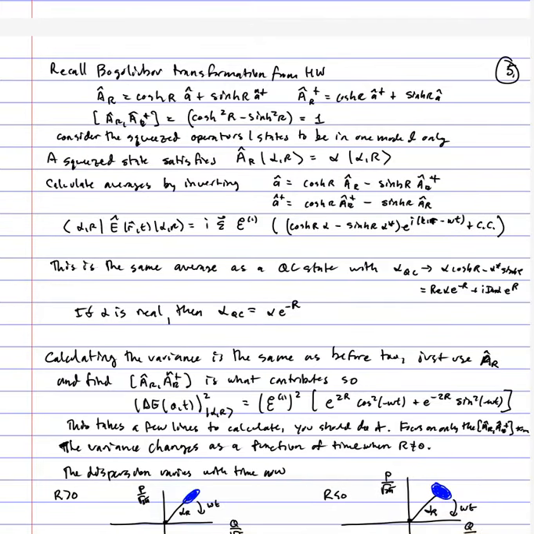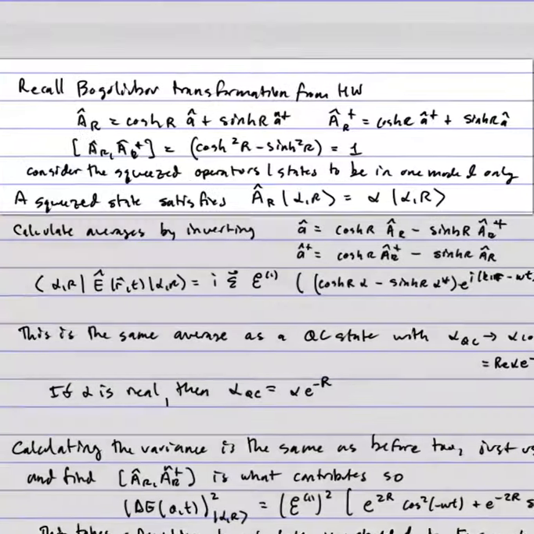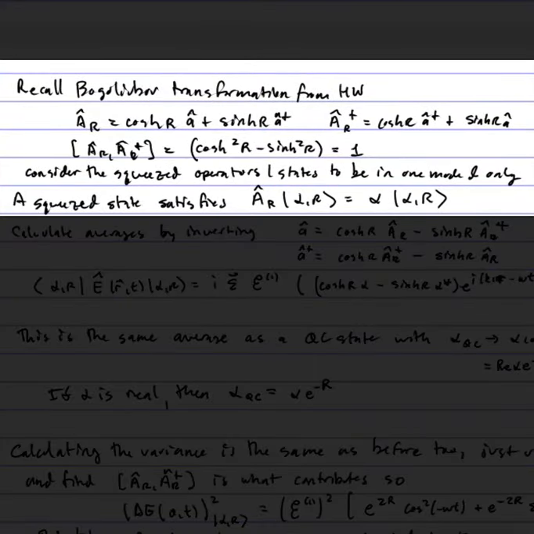Okay, thank you for doing that review of squeezed states. I want you to recall from that problem on the homework, which was called the Bogoliubov transformation, we defined these capital A operators: A_r equals hyperbolic cosine of r times a hat plus hyperbolic sine of r times a hat dagger, and the dagger of those representations. We could see that the commutation relation of capital A_r with capital A_r dagger was equal to hyperbolic cosine squared of r minus hyperbolic sine squared of r. You may or might not remember that hyperbolic trig identity, but that is equal to 1.